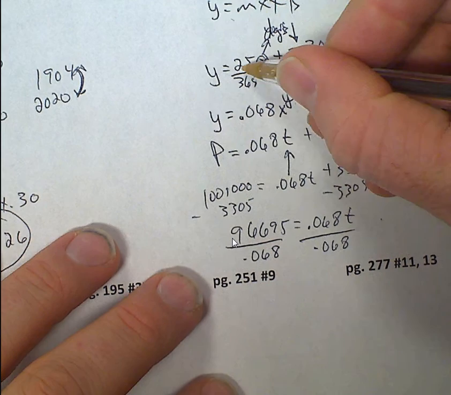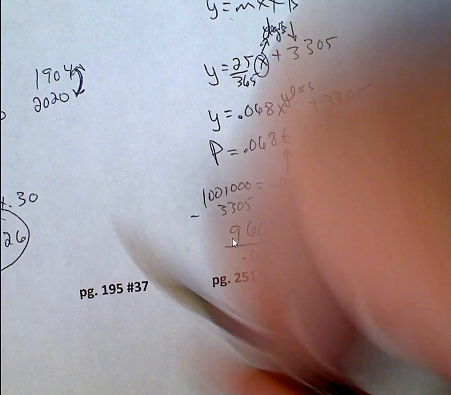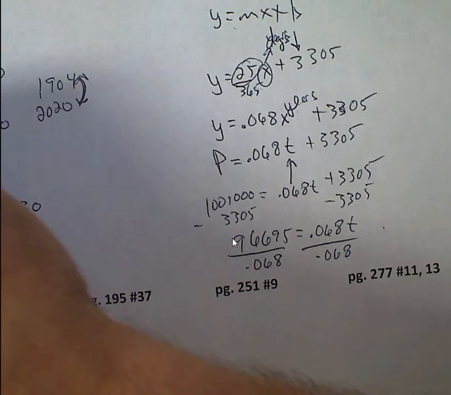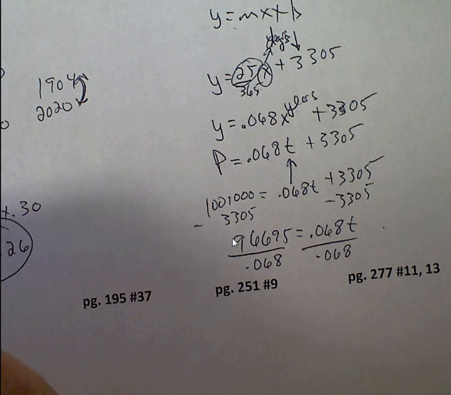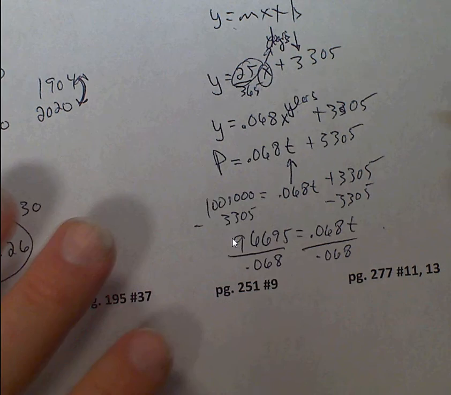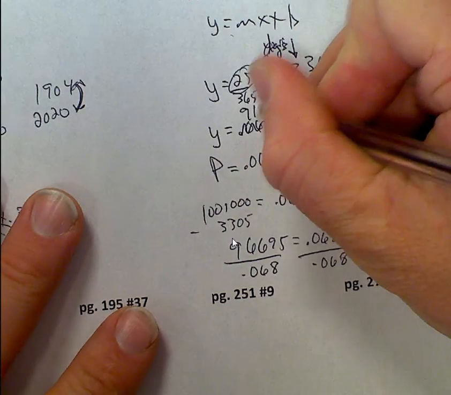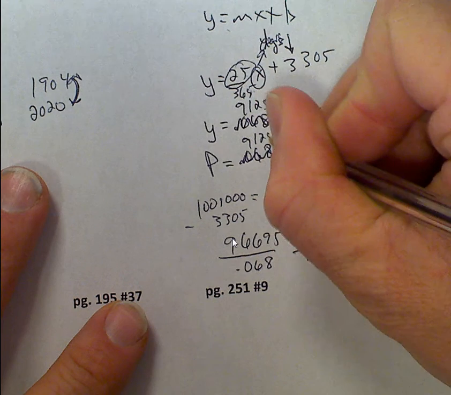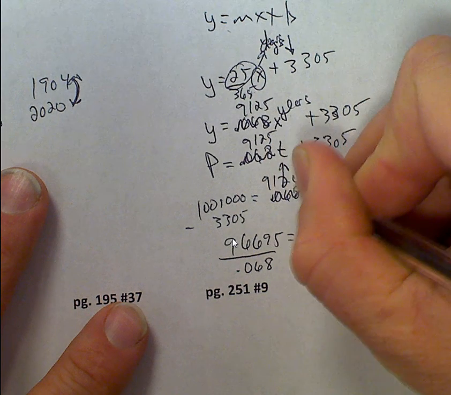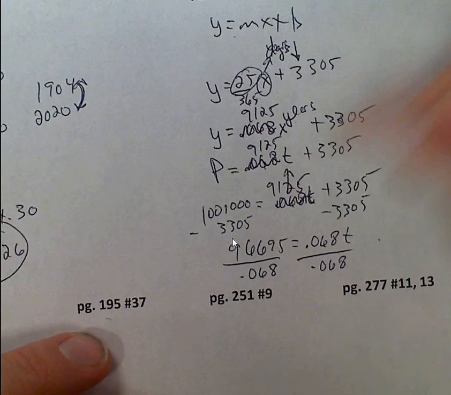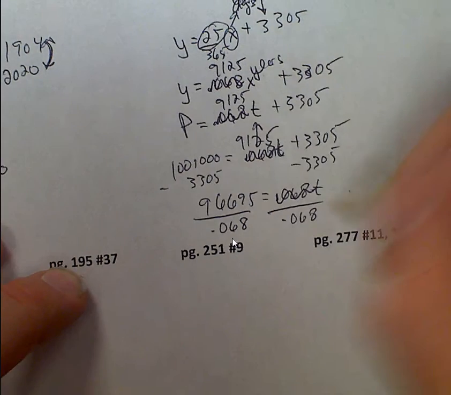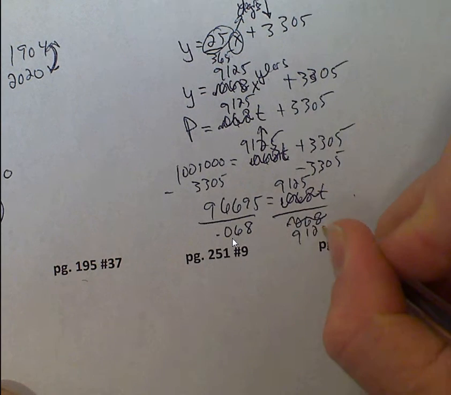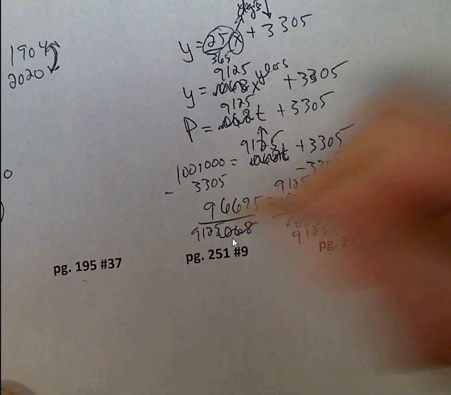It's not 25 divided by 365. If this is per day and there's 365 days a year, we take 25 times 365. That's 9,125. That's my slope. This is a tough question. I apologize. So instead of dividing by this, I'm going to divide by 9,125.